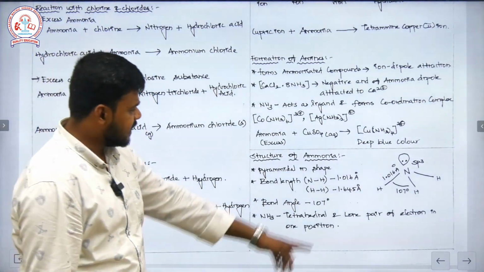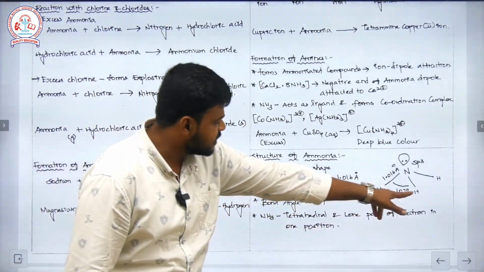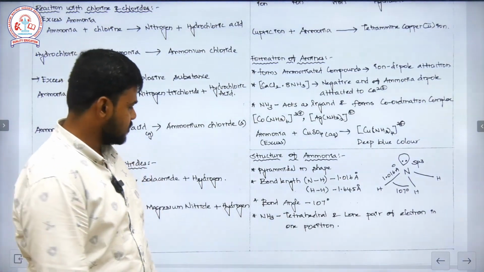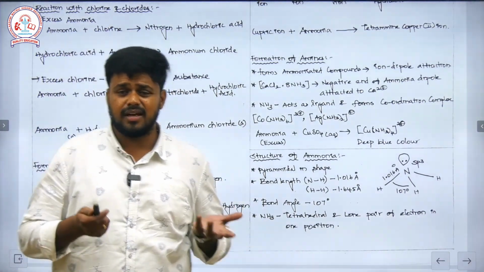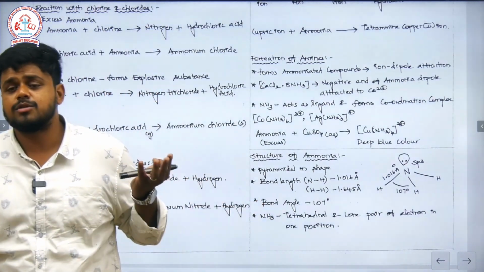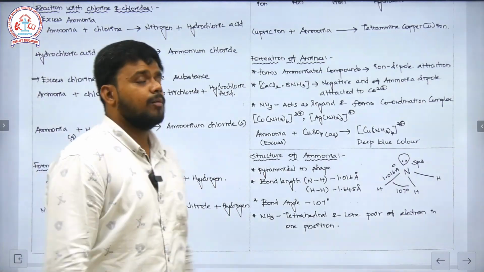The bond length between the nitrogen and the hydrogen is 1.016 angstrom. The distance between these two hydrogens is 1.645 angstrom. The bond angle is already mentioned. So for ammonia we would expect a tetrahedral structure because of lone pair and bond pair repulsion, but it is not so. It exists in the form of a pyramidal shape. So this is regarding ammonia.